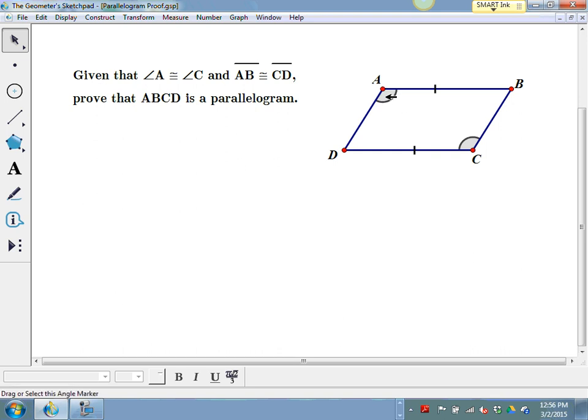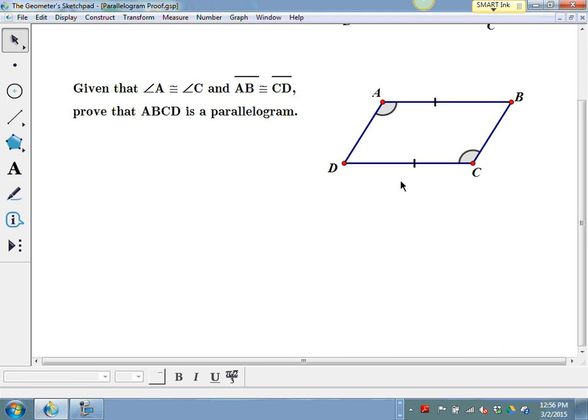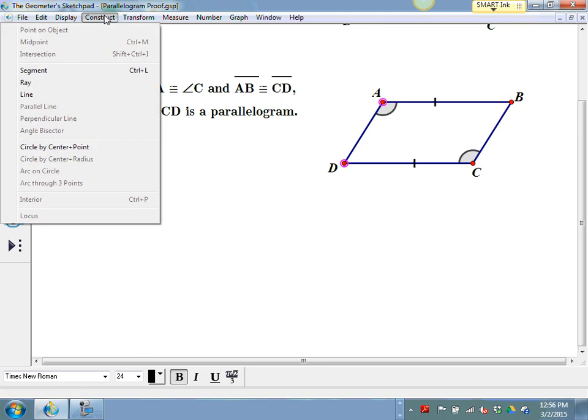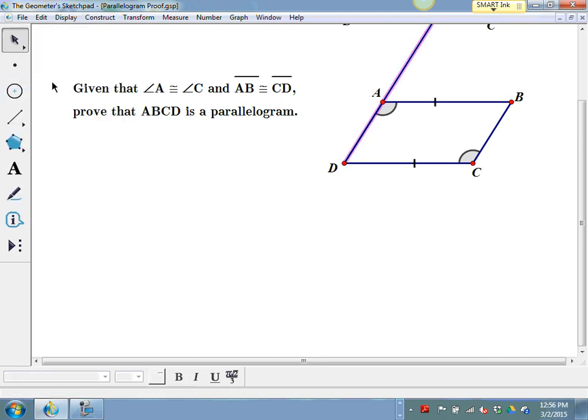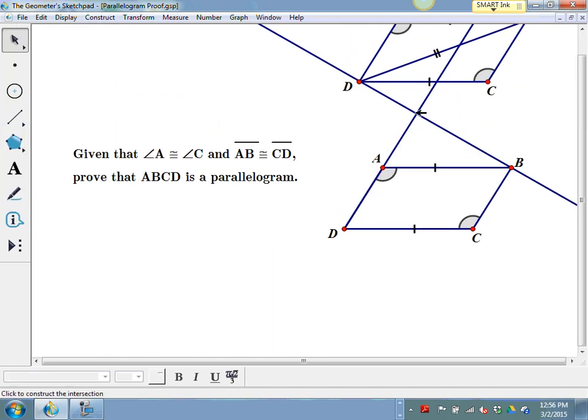Given that we have one set of opposite angles congruent, one set of opposite sides congruent, let's see how we can make this a parallelogram. Well, the first thing that we'll do is extend this side so that it is a little bit longer, and we'll construct a perpendicular line to that point. So we've made a little right triangle here.